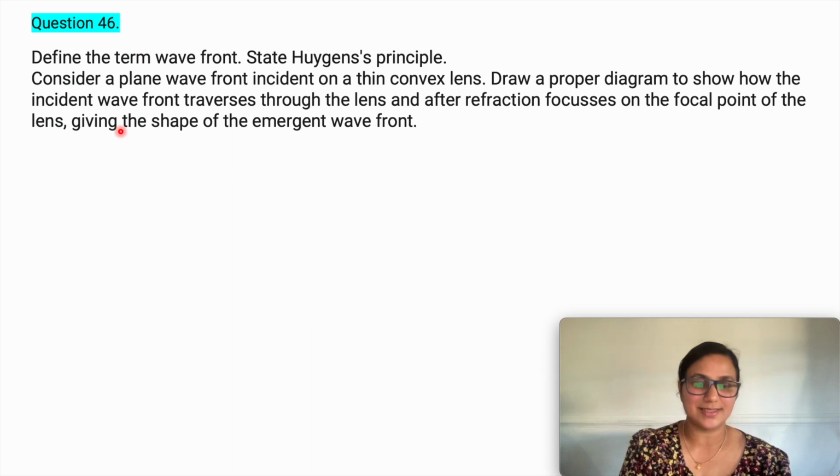Question number 46. Define the term wavefront. State Huygens principle. Next question. Consider a plane wavefront incident on a thin convex lens. Draw a proper diagram to show how the incident wavefront traverses through the lens and after refraction focuses on the focal point of the lens, giving the shape of the emergent wavefront.